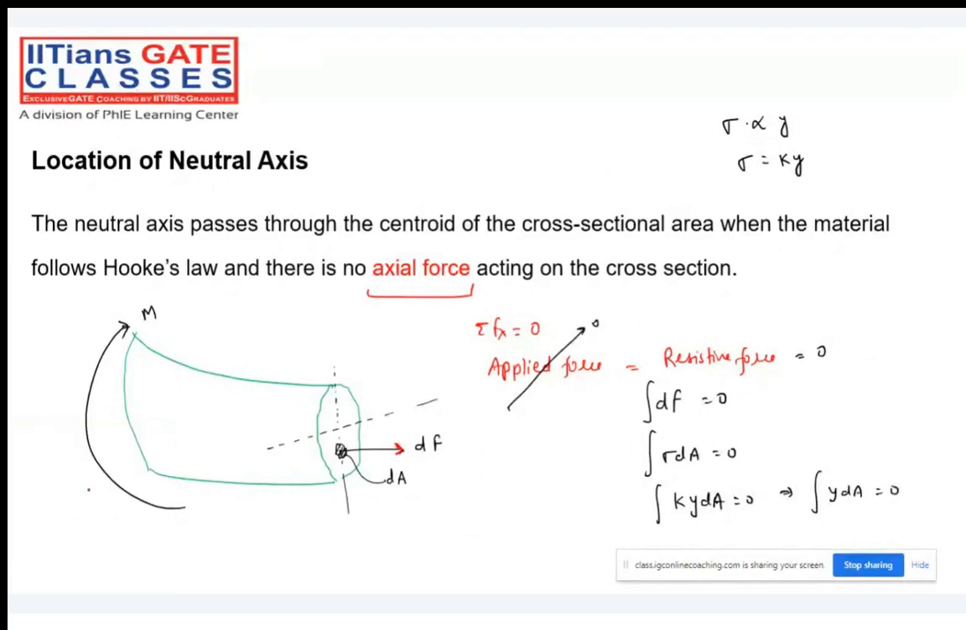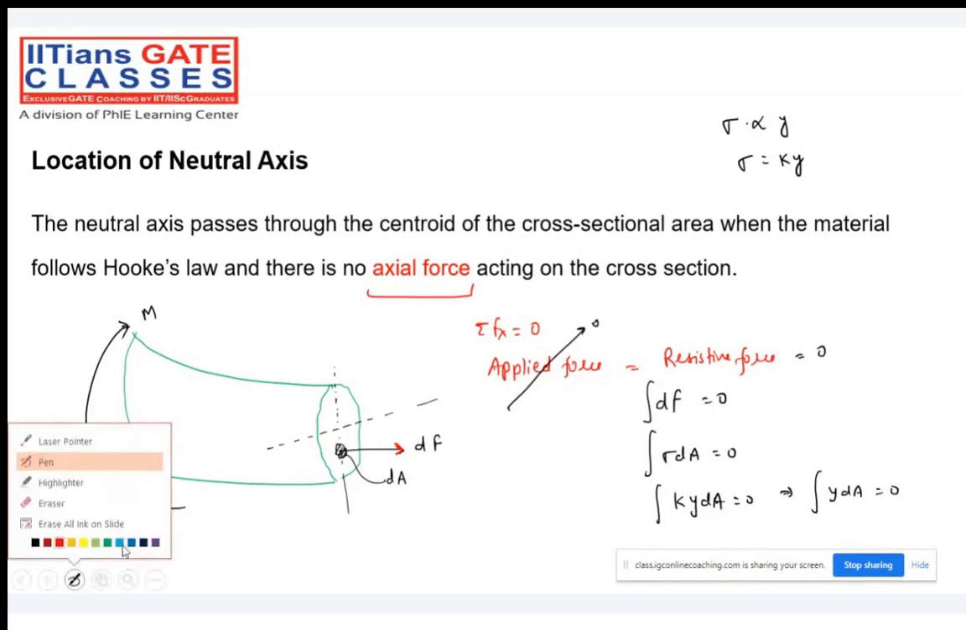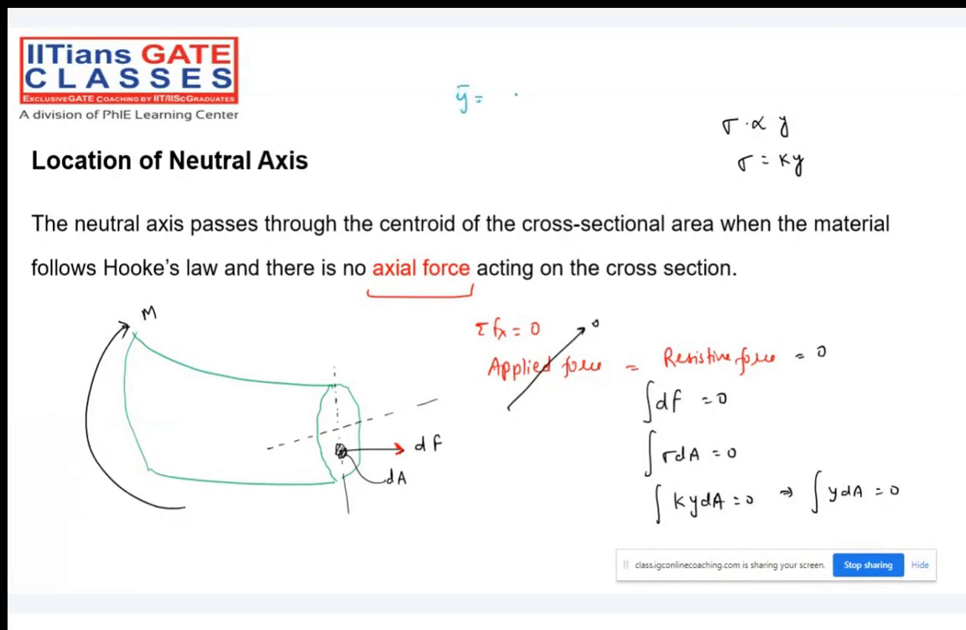Everybody knows from engineering mechanics, from the center of gravity concept, that whenever we are about to find y bar, we write the integral of y dA divided by the integral of dA. If that is zero, y bar will be zero. Y bar is a distance from the x axis, right? If y bar is zero, that means the x axis will also be passing through the centroid.